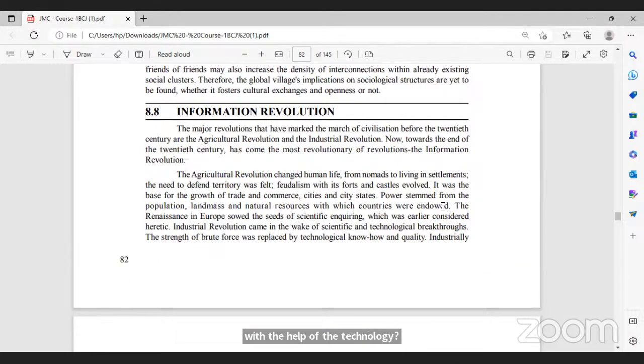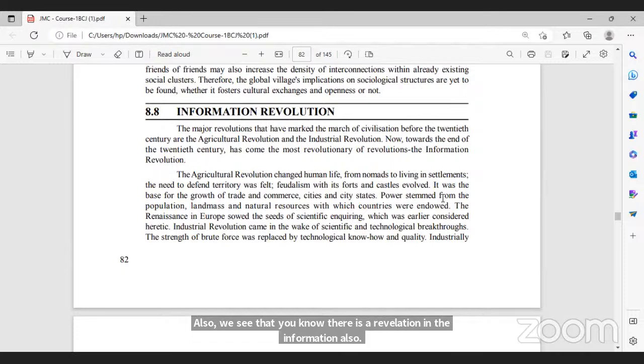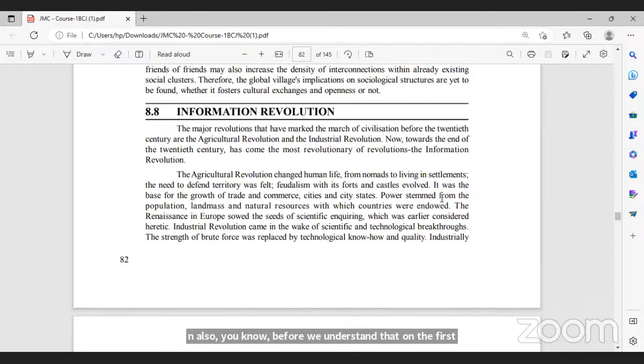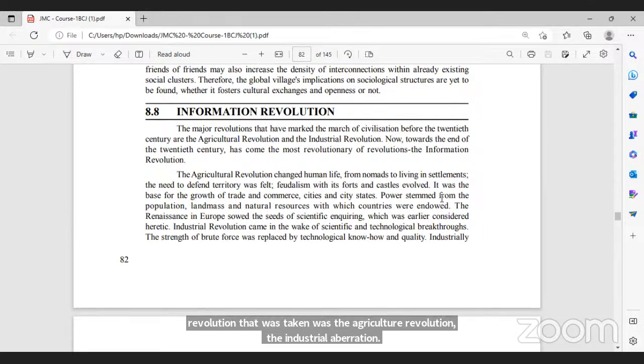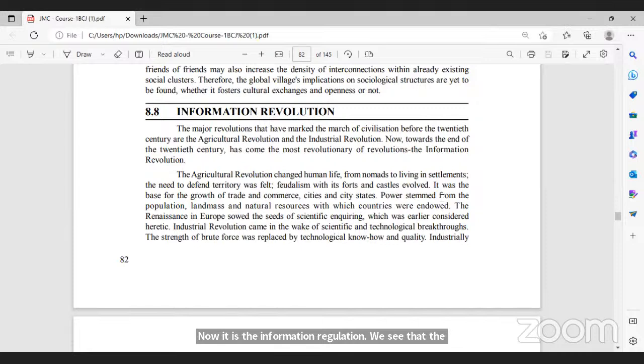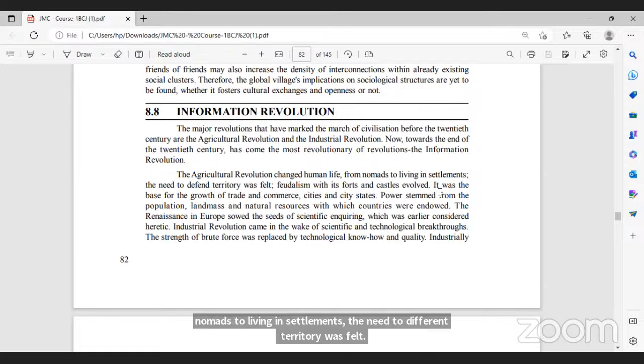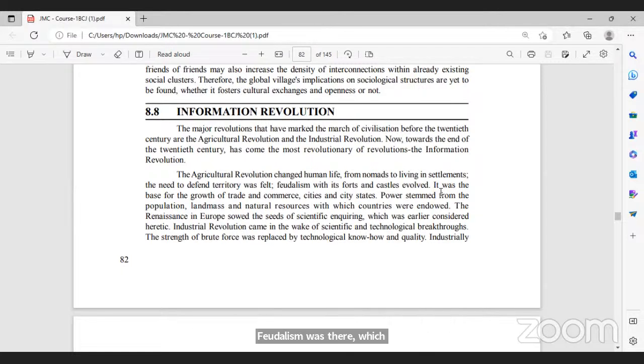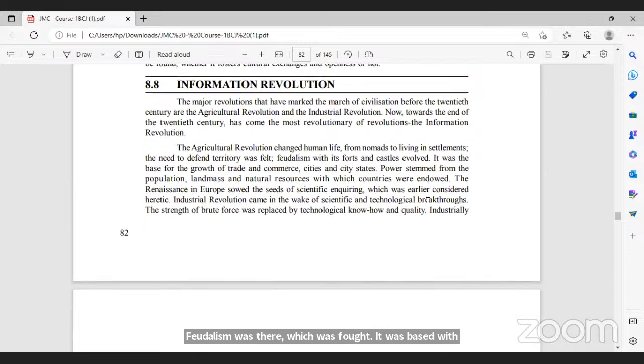Then, with the communication revolution, we see that there is a revolution in information also. Before we understand that, the first revolution was the agricultural revolution, then the industrial revolution, and now it is the information revolution. The agricultural revolution changed human lives from nomads to living in settlements. The need to defend territory was felt. Feudalism was there, which was fought over. It was the basis for the growth of trade and commerce.